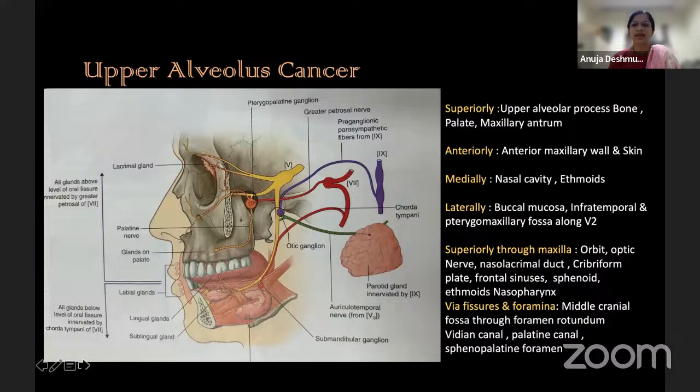If it goes through the maxilla, it can reach the orbit, optic nerve, that is the mid structure, or the nasolacrimal duct, that is the medial structure. The most medial and superior will be the cribriform plate, the frontal sinuses, sphenoid posteriorly, the ethmoids, and the nasopharynx. And via various fissures and foramina, it can reach the middle cranial fossa through the foramen rotundum, the palatine canal, and the sphenopalatine foramen. So you can have a florid disease which starts in the upper alveolus, goes into the maxilla, and can extend into various structures in proximity.